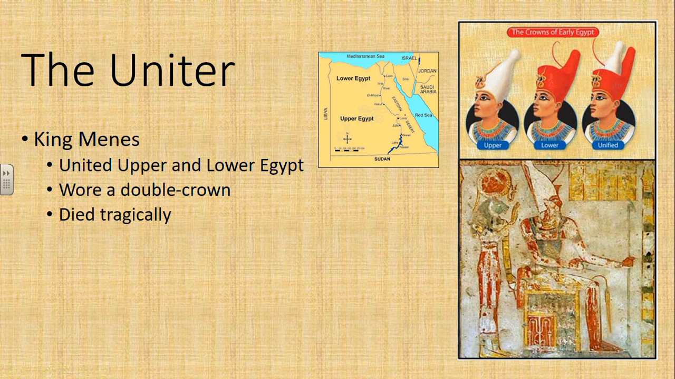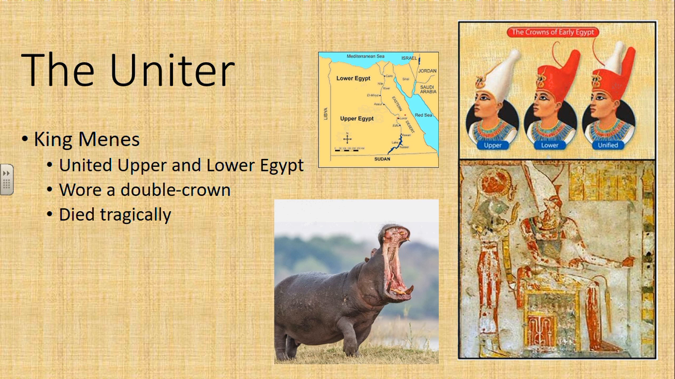Now, kind of just a fun fact, King Menes actually died tragically. He was killed by a hippo. So kind of just a funny fun fact. He died tragically from a hippo. Hippos are actually extremely dangerous animals and can run pretty fast on land for being a large animal. And they are also pretty fast in water and can chase you. And then they go under the water where you don't know where they're at. And then they kind of pop up like a crocodile does. So tragically died from a hippo.